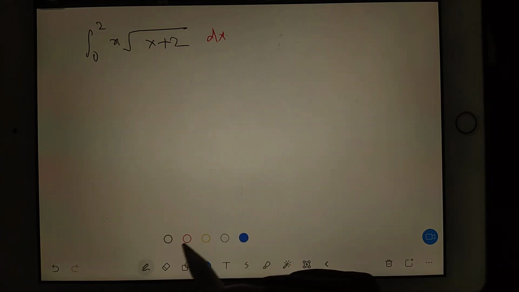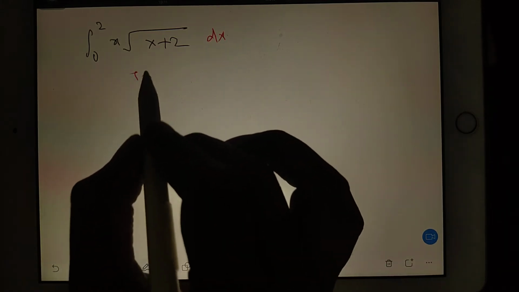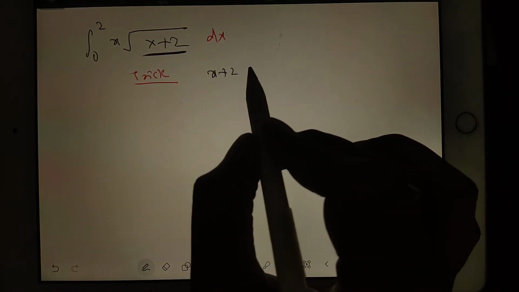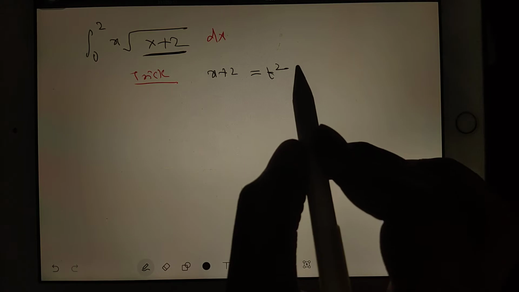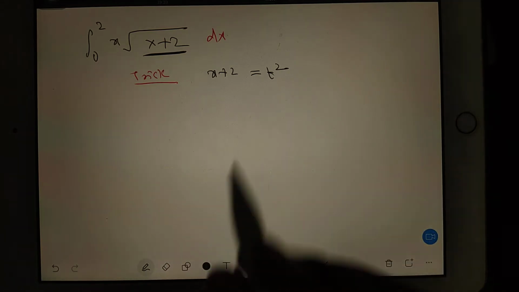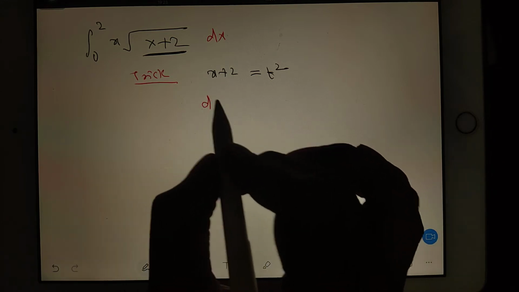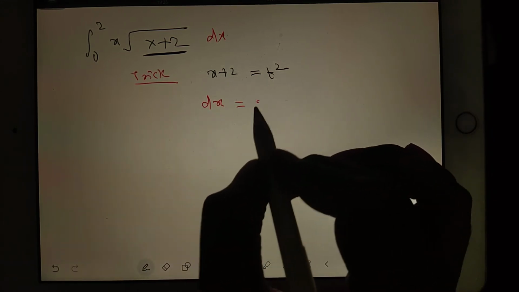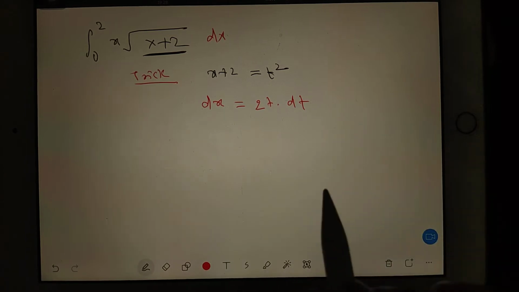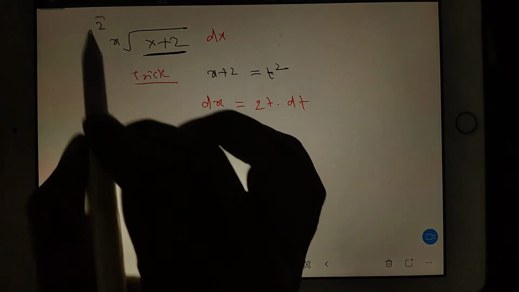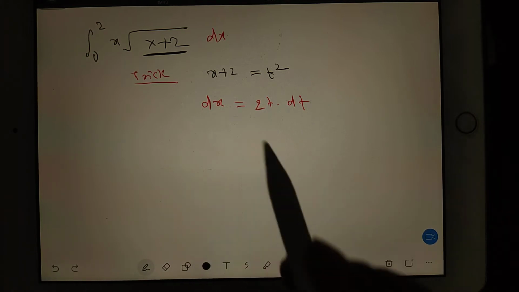So another trick is, you can mention here, whenever you see this, you apply this trick. This x plus 2 you see, this x plus 2 itself you consider as t square. Then it will be fast enough. What can we do now? We can solve this: dx is equal to 2t dt. Okay, it means we are able to replace the x value and dx value, but we also need to change the limit here, 0 to 2. So for that part, what are we going to do?